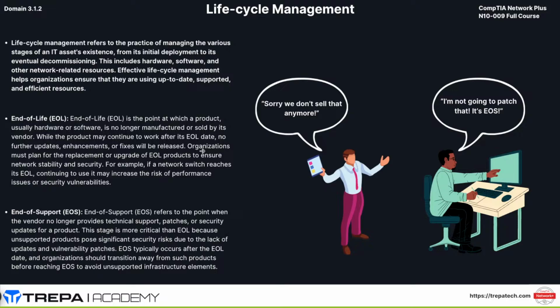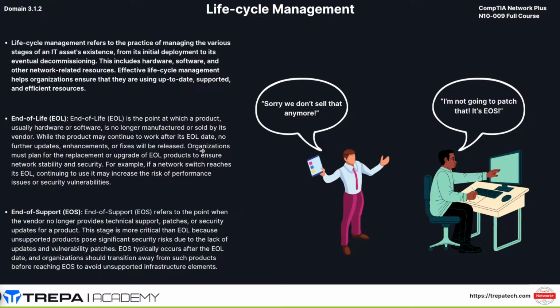Now there should be a clear delineation, and that's what we're going to teach you. That's what CompTIA describes, a clear delineation between end of life and end of support. And for the exam, I want you to understand the definitions I'm going to teach you here. So end of life is the point at which a product, usually hardware or software, is no longer manufactured or sold. So what does that mean?